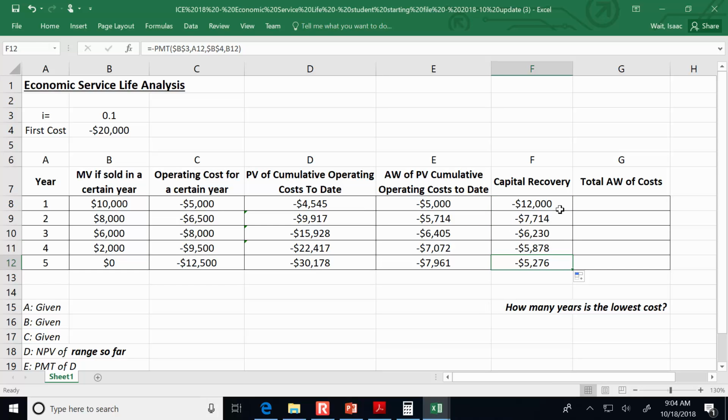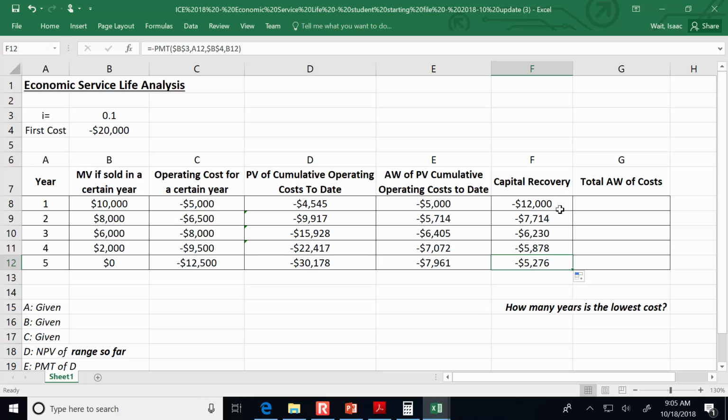you'll notice that the capital recovery costs decrease, and that's the trend that we would expect because you're spreading out the cost of ownership over a greater number of years. So for instance, $20,000 spread out over 5 years, and then the market value has gone down to 0 at that point. It has no salvage value at the end. So essentially we're finding A given P for 5 years and 10% interest.